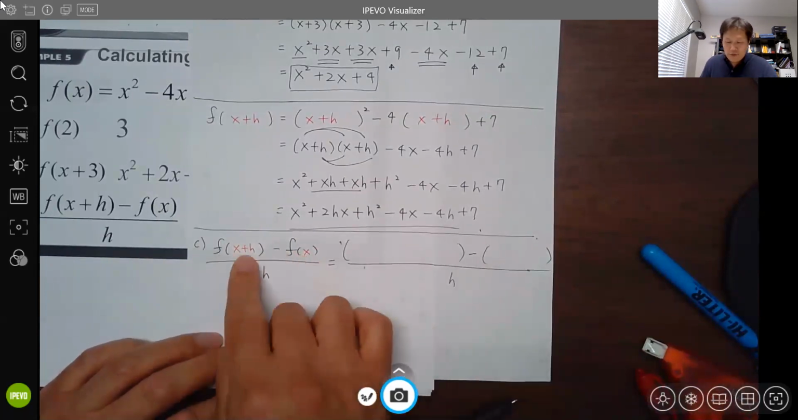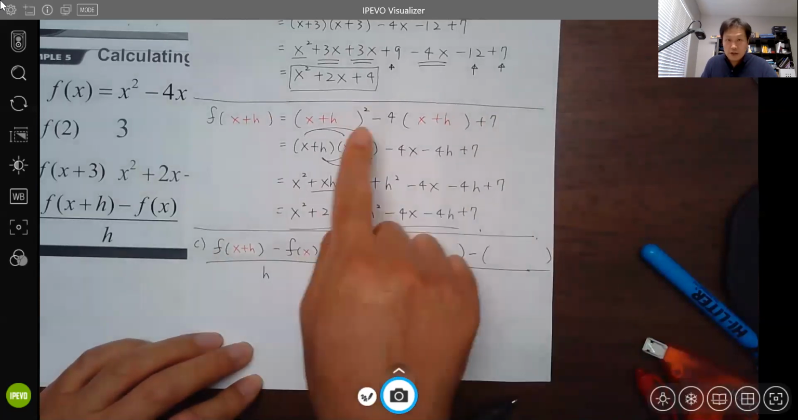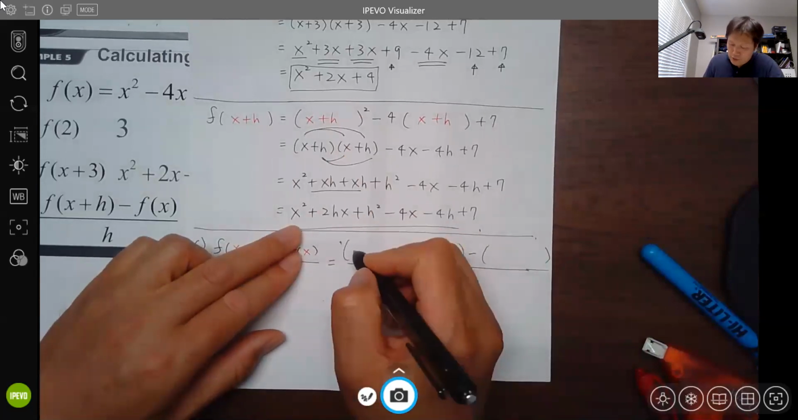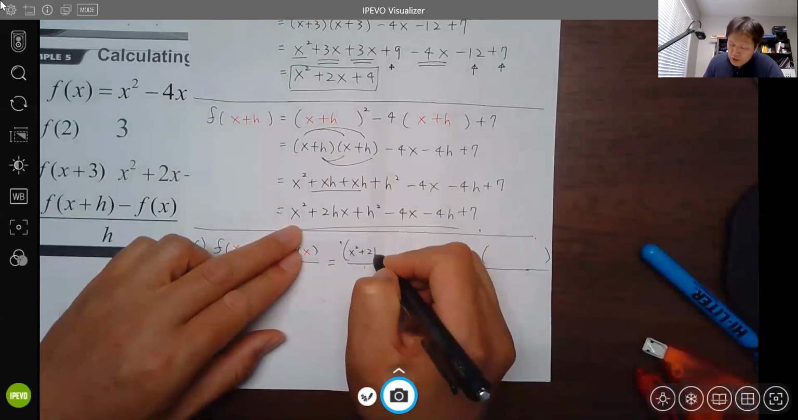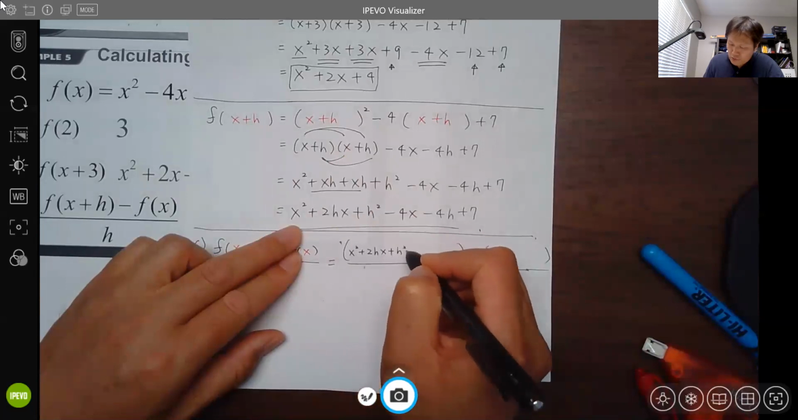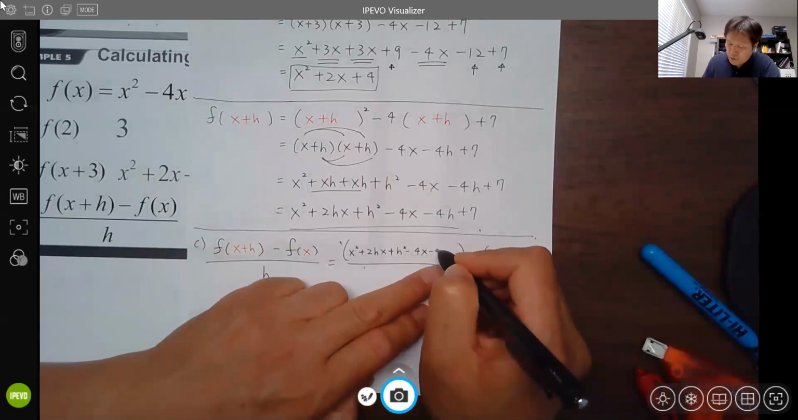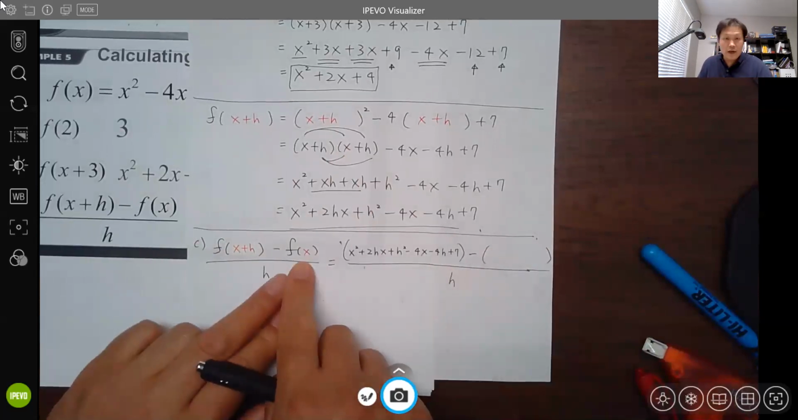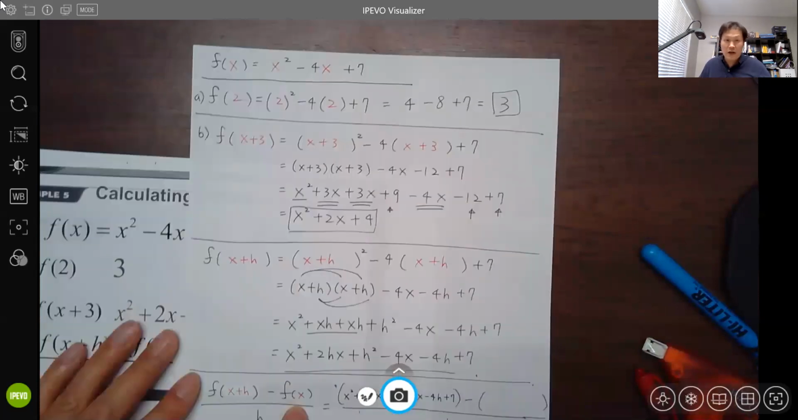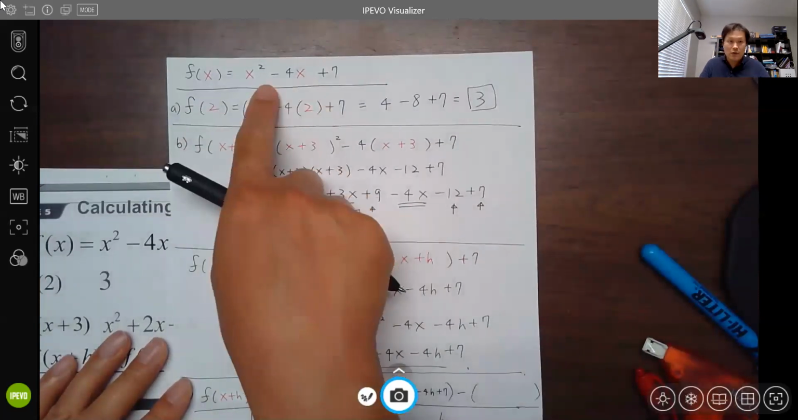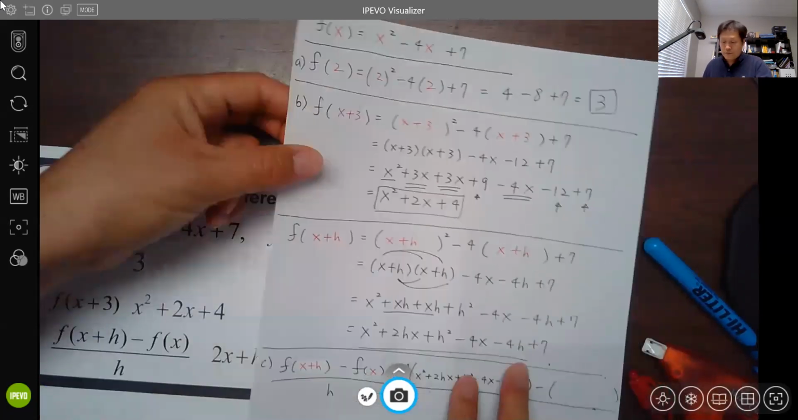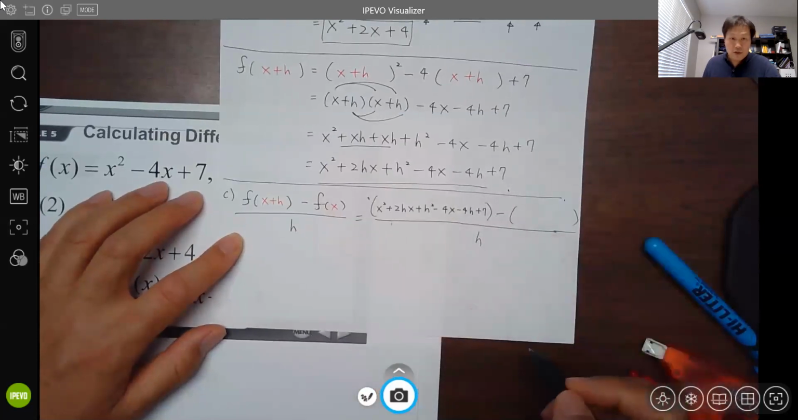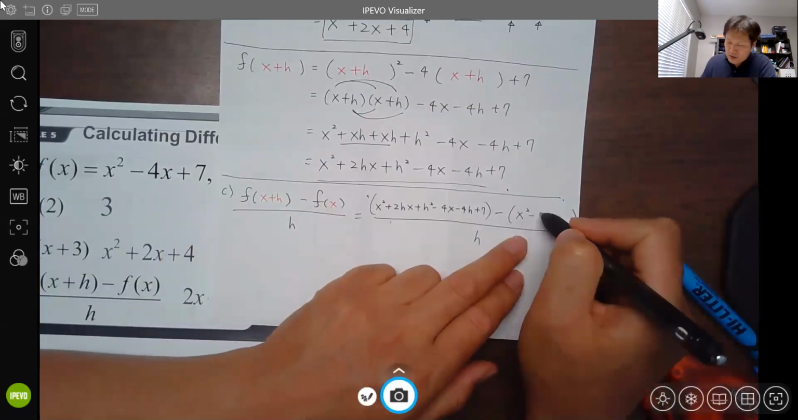What is that? This. So f of x plus h, we already did that work here. F of x plus h is all that right here, so you need to write it down here: x squared plus 2hx plus h squared minus 4x minus 4h plus 7, parenthesis, minus, what's f of x? Well, f of x is provided in the very beginning. They gave it to you. F of x is x squared minus 4x plus 7, so I'm going to write it down.